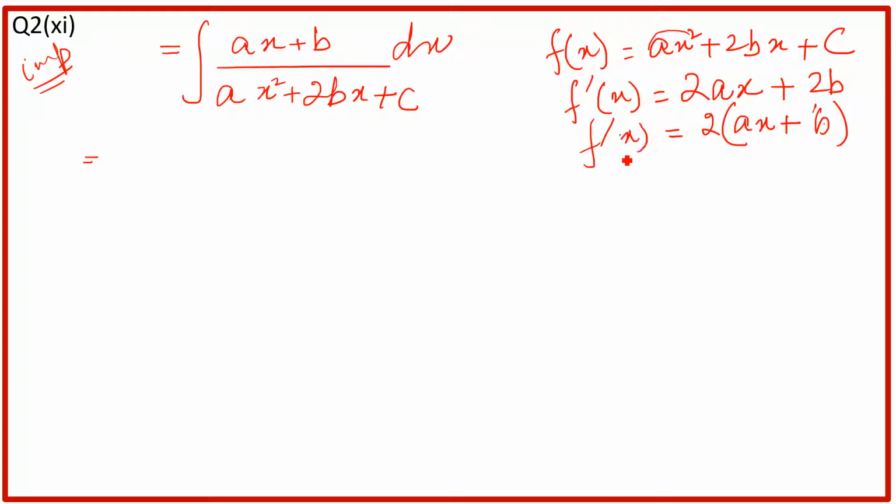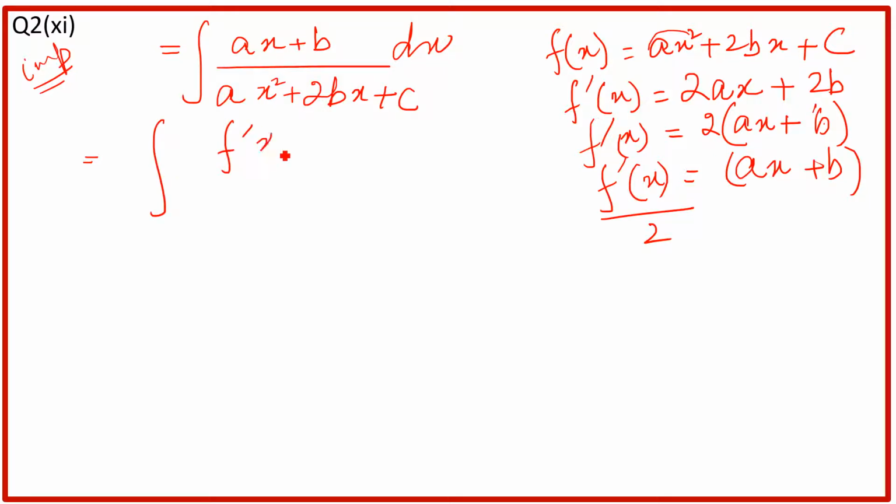So here if I say we will take 2 as common, the remaining is ax + b. f dash, and we want the value of only ax + b. So 2 will divide this f dash x. So see, now ax + b is equal to f dash x by 2. We can write down here f dash x, right, divided by 2, and then this is the function. Now we have the function and this is the derivative of the function.